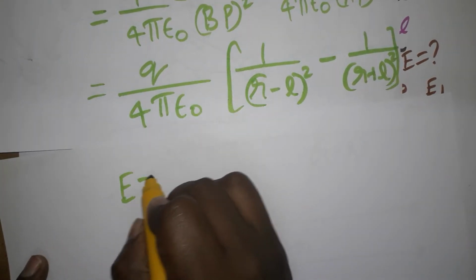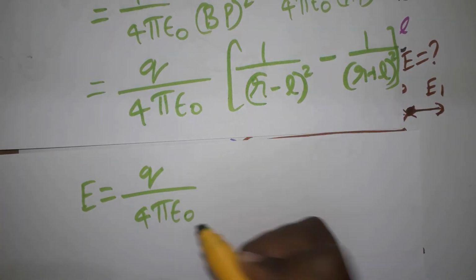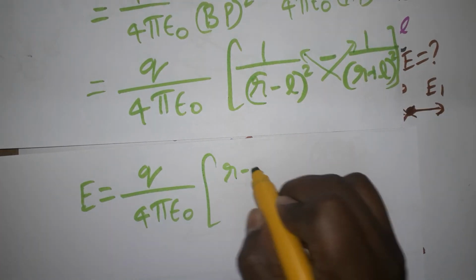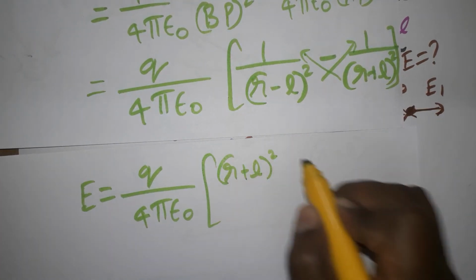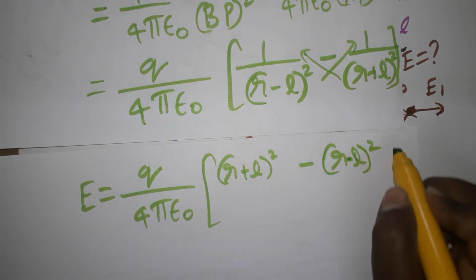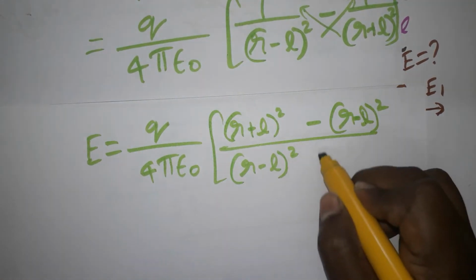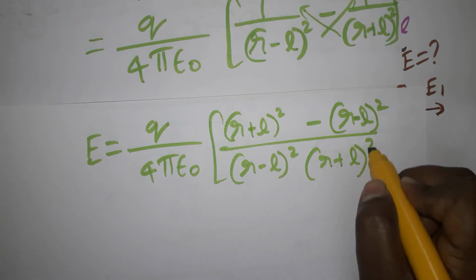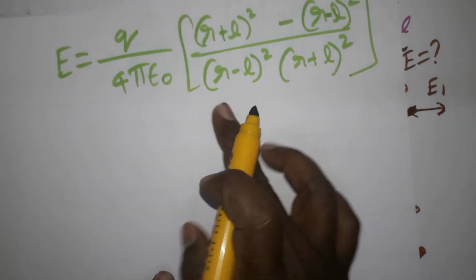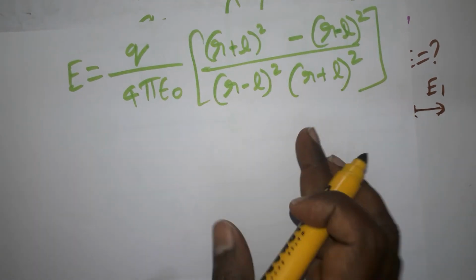E, the total electric field, is Q divided by 4 pi epsilon naught. 1 divided by 4 pi epsilon naught, sometimes you can take it as K also. Just cross multiplication: R minus L, R plus L whole square minus R minus L whole square, divided by R minus L whole square R plus L whole square. So this is what we will get. Now A minus B, A plus B, A square minus B square.